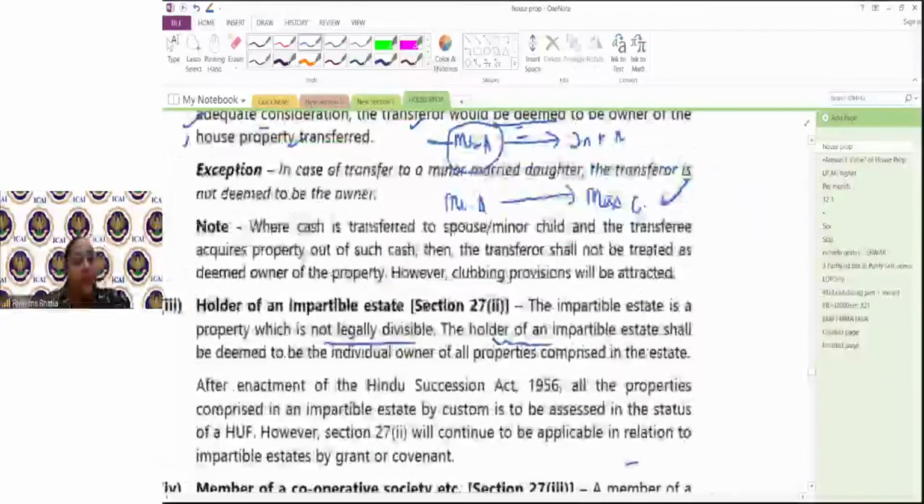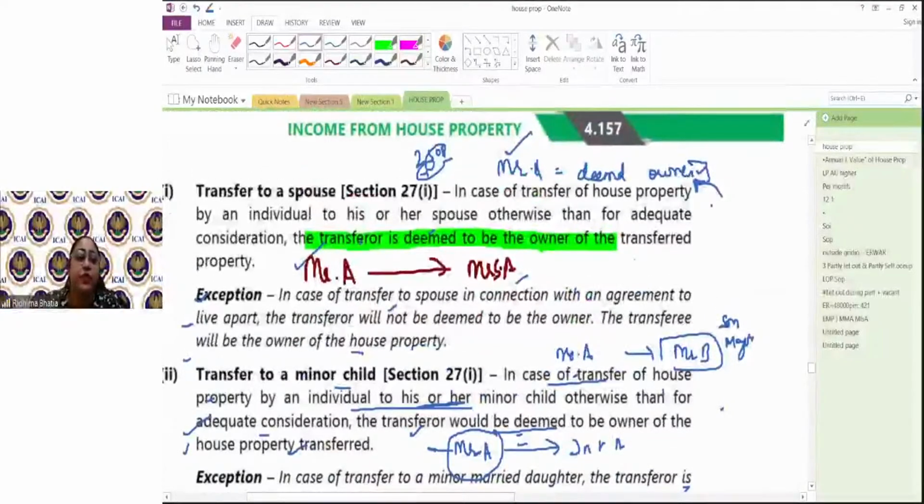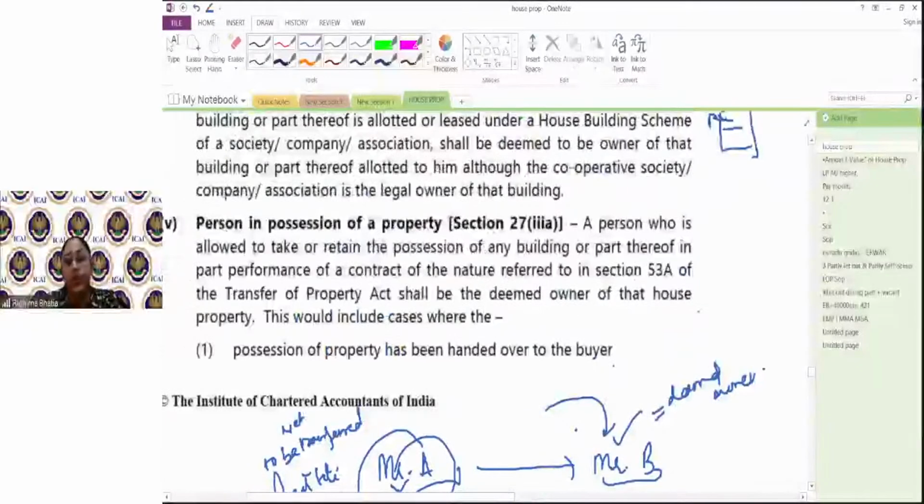A theory question can come on deemed ownership, especially from the first, second perspective and especially from the fifth point. So these 3 points are extremely important at your level.